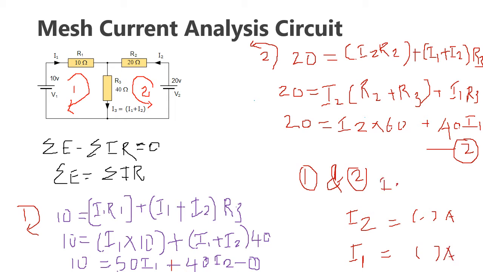Using this equation, I1 plus I2, we can find I3 also, but this is not what we need to learn here. This is the method we used in our previous calculation, but now we are going to solve this question by using the mesh current analysis method. That is something different from this one, so let's learn about that.